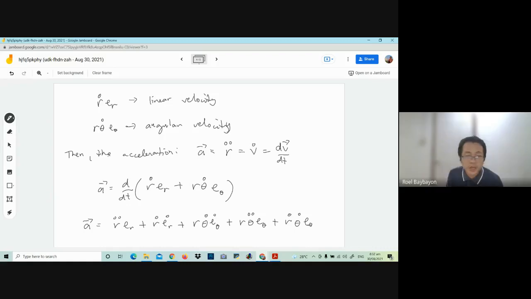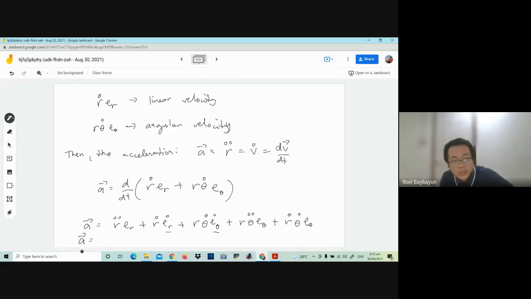So it has 5 terms, but I can actually reduce this one because I know what e_R dot is. I also know what e_theta dot is. Okay, so pwede na nako siya isulat in 2 terms lang with some parentheses. So if we expand this one, ingani.